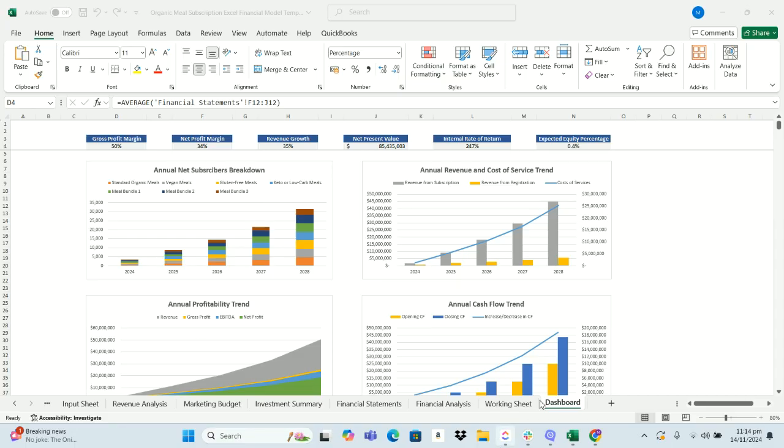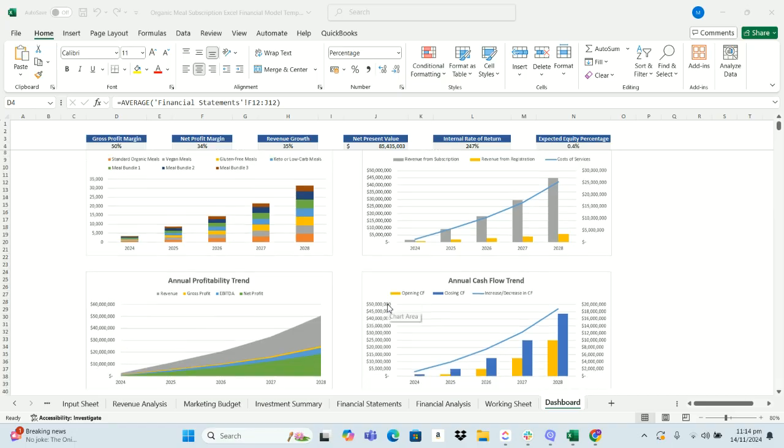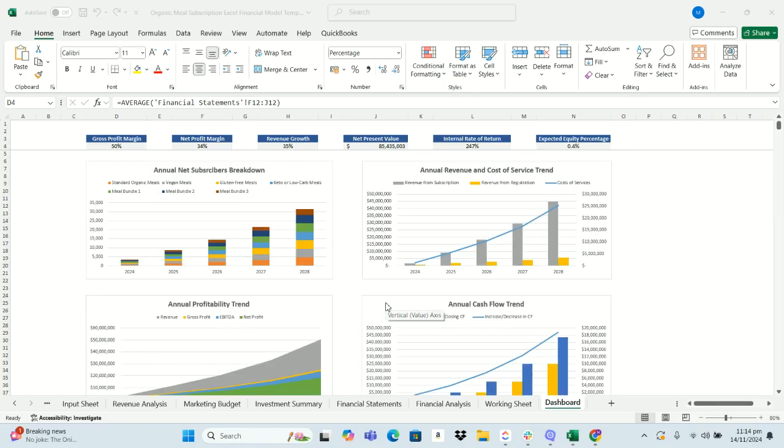And lastly, we have created a dashboard to get a perfect picture of the business, to get to know the gross profit margin, net profit margin, revenue growth, net present value, internal rate of return, expected equity percentage. These are the graphs shown on the data we have created.